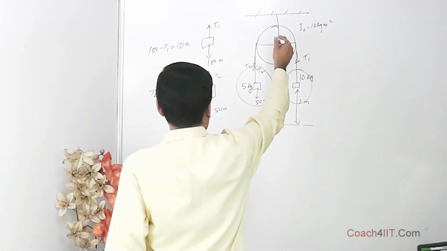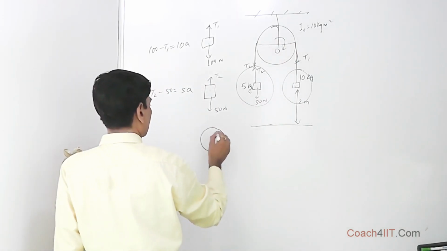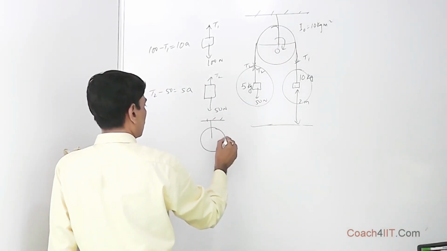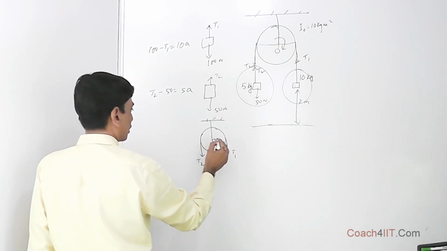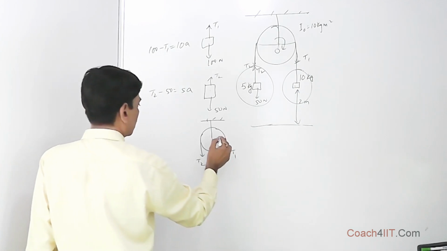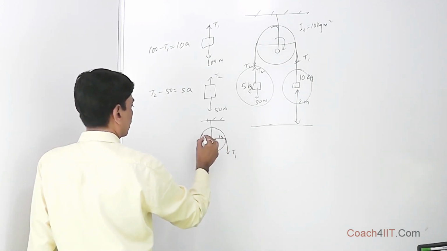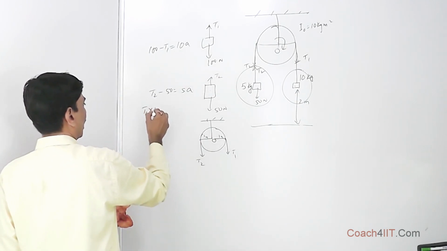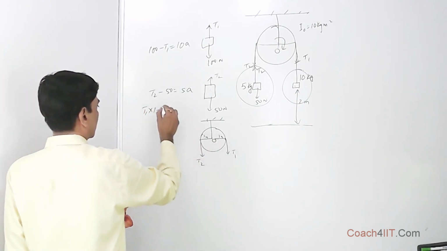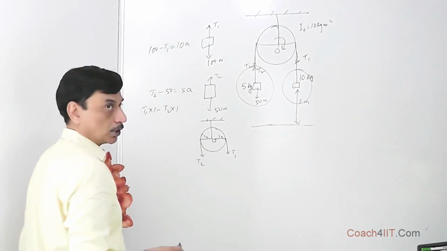And for this, if we draw the force diagram for this, over here this is T1 and this side is T2. Torque, this is 1 meter, this is 1 meter. Clockwise movements, that is T1 into R minus T2 into R, that is net torque.